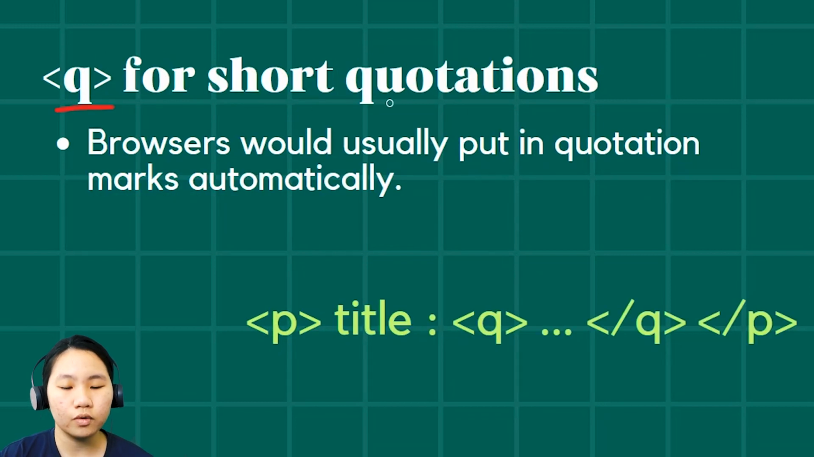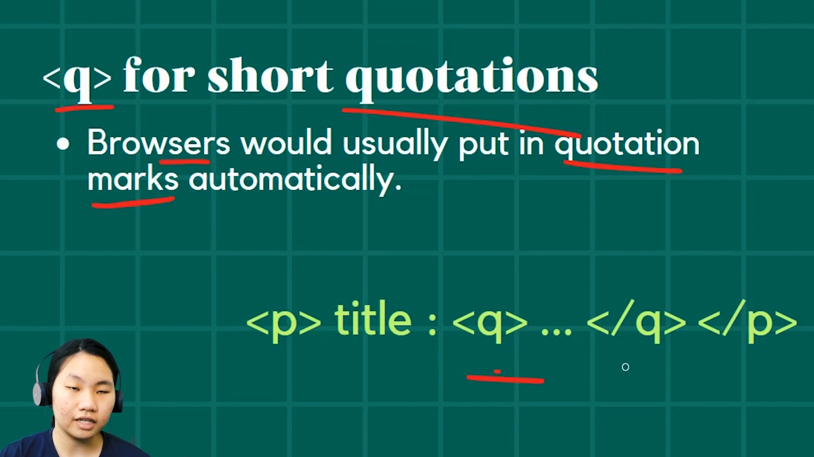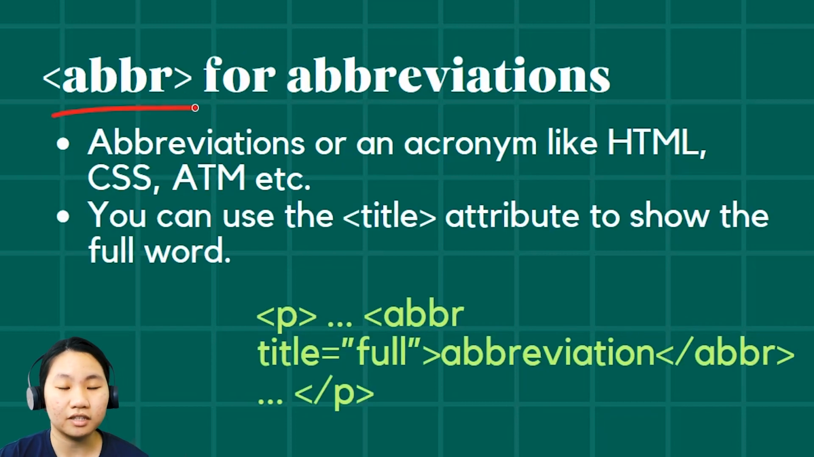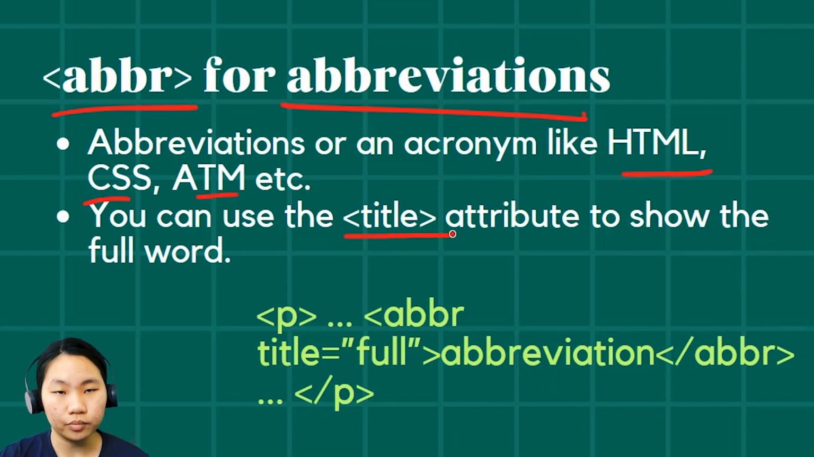Next, Q. Q is for quotations, but the short ones. So the browsers would usually put in quotation marks automatically. This is what it looks like. For Q, you can put it in the P tag, right? It can be a nested element. So you have the title and you have the Q. Next up, ABBR. I think it's very obvious by its name. It's short for abbreviations. And you can actually use the title attribute to show what the abbreviations stand for when you hover the mouse over it.